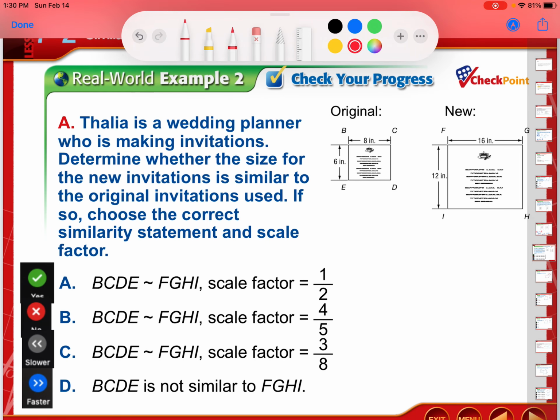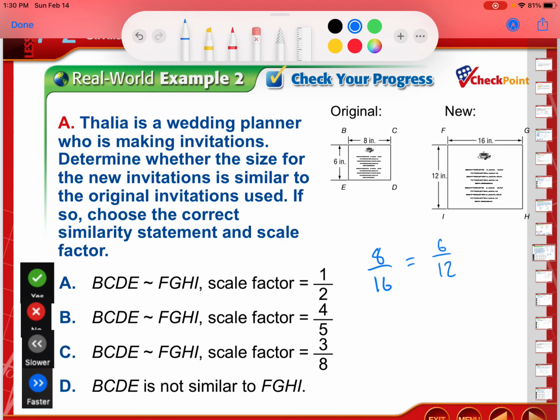All right, so this is one that you would try on your own, but we're going to do it together since this is the video and not the actual lesson. So once again, I'm going to set this up the same way. I'm going to do BC over FG, which would be 8 over 16. And I'm going to set that equal to BE over FI, which would be 6 over 12.